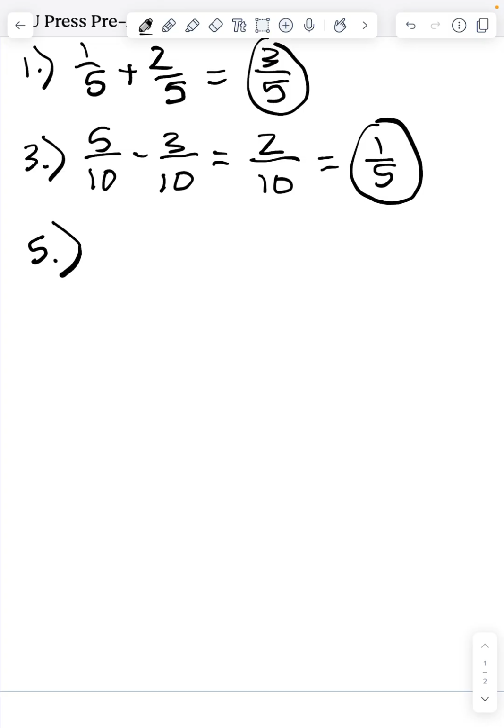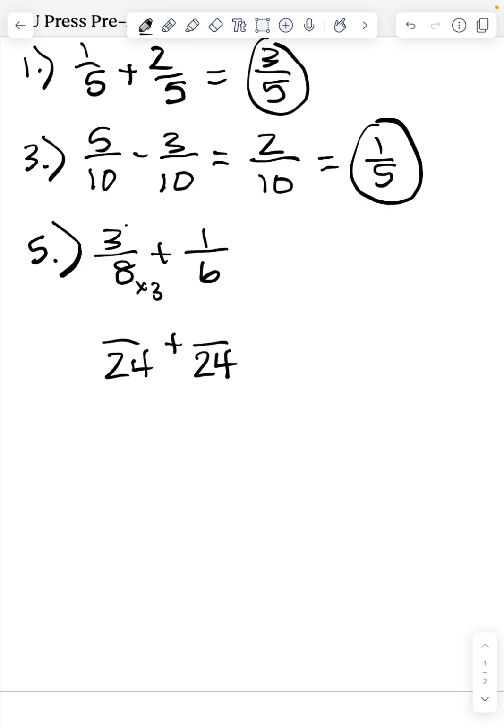Number 5, 3/8 plus 1/6. Okay, so we're going to need to have some common denominators here. Between the 8 and the 6, the common denominator is going to be 24. So we need to multiply this one by 3, top and bottom. And we need to multiply the second fraction by 4, top and bottom.